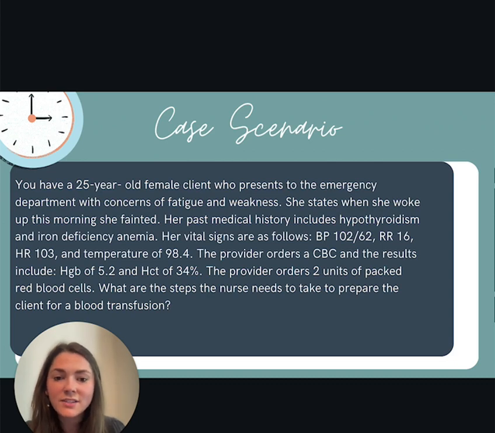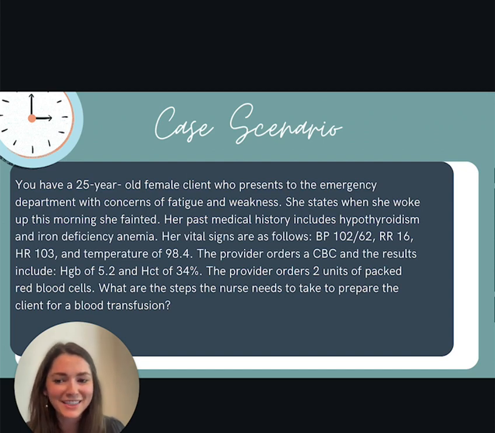Her vital signs are as follows: a blood pressure of 102/62, a respiratory rate of 16, a heart rate of 103, and a temperature of 98.4. The provider orders a CBC, and the results include a hemoglobin of 5.2 and a hematocrit of 34. The provider orders 2 units of packed red blood cells to be transfused. What are the steps the nurse needs to take to prepare the client for a blood transfusion?